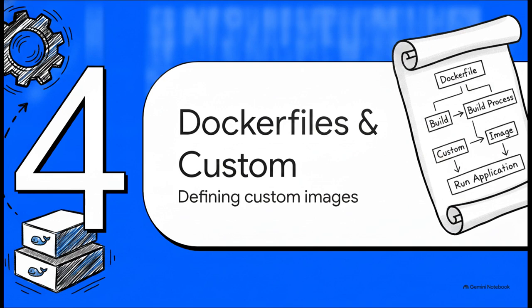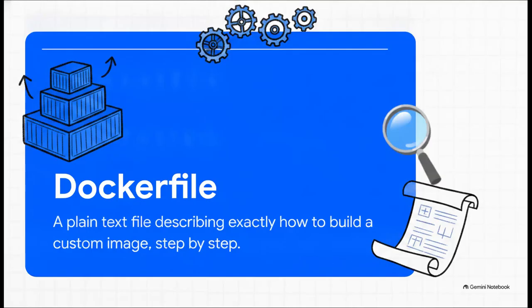We need to know how to define our very own custom images. Whenever you want to build a custom image, you are going to need a Dockerfile. Basically, a Dockerfile is just a plain text file, but it acts as your personal blueprint, telling Docker exactly how to construct your image, step by careful step.